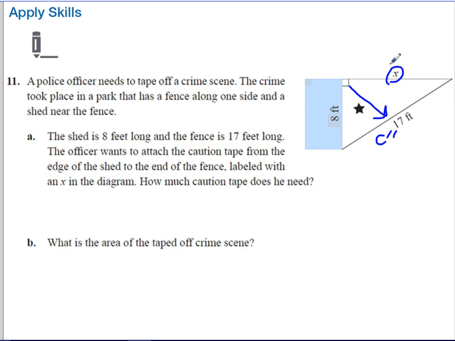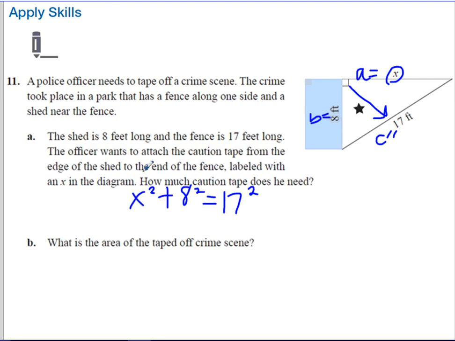It doesn't matter which side we label as A, which side we label as B. Let's do our top is A and our 8 is B. So we would need to plug that into our formula. We have A squared, which is our unknown, so X squared, plus B squared, which is 8, equals our C squared, so 17 squared.